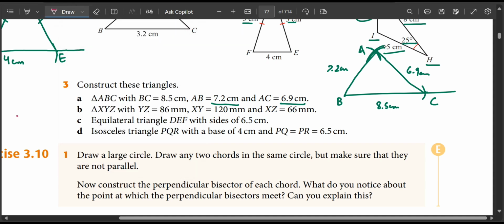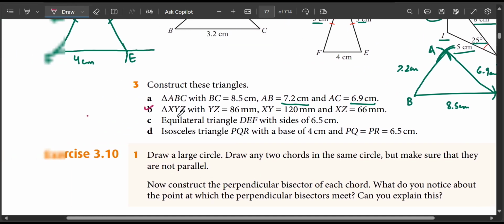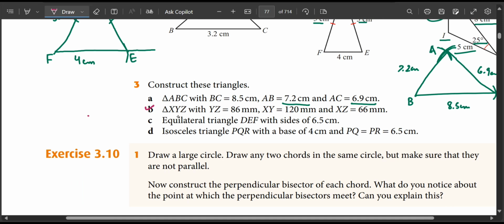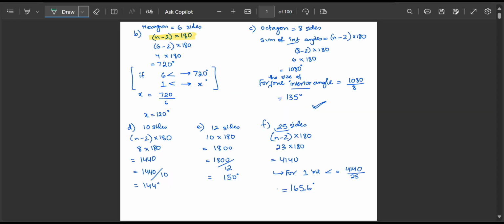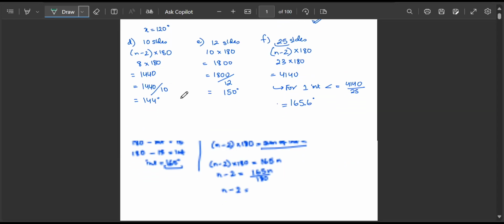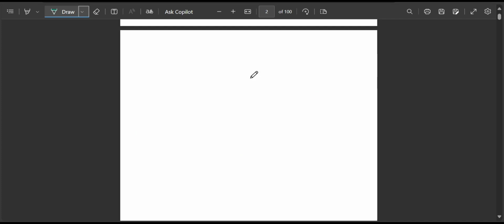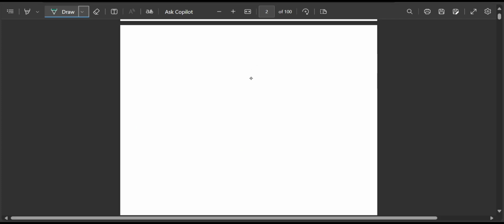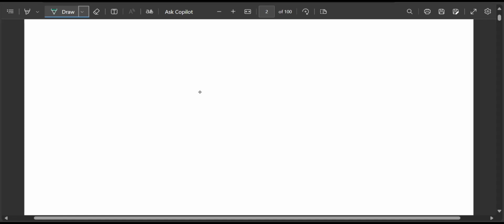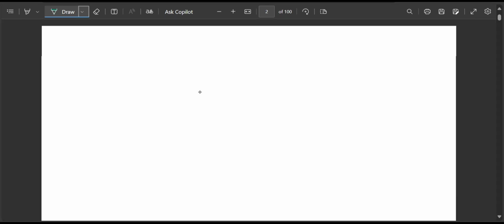Okay, now for the B part, XYZ with YZ is equal to 86 millimeter and XY is equal to 120 millimeter and XZ is equal to 66 millimeter. I don't have space, so let's move over here. Okay, this is yesterday's work or last class's work, last exercise. I hope if you haven't checked those videos, see that before this.